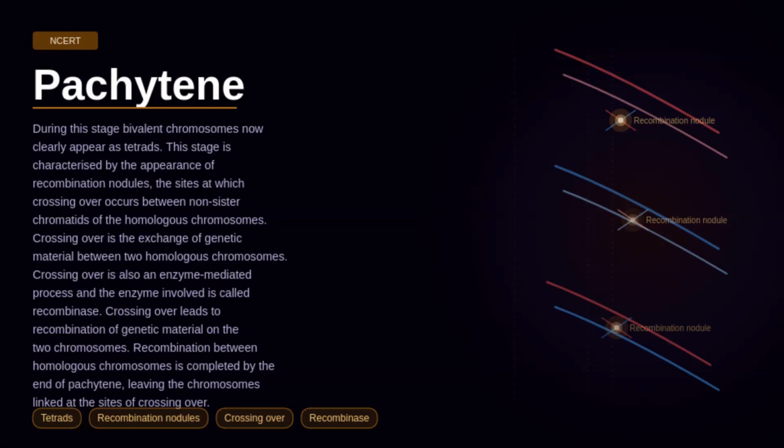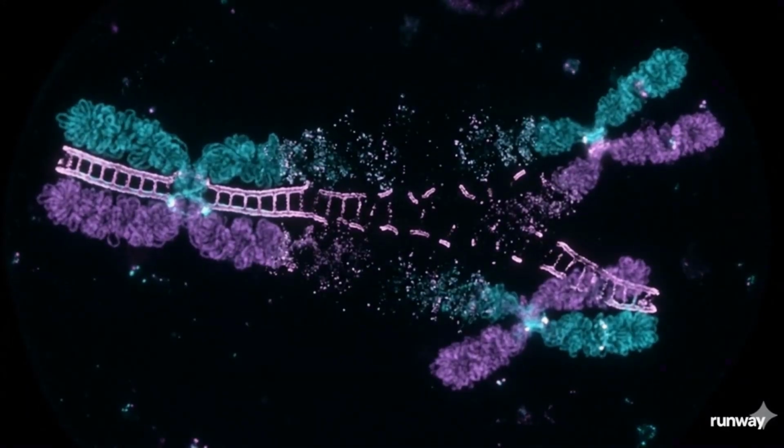This stage is characterized by the appearance of recombination nodules, the sites at which crossing over occurs between non-sister chromatids of the homologous chromosomes. Crossing over is the exchange of genetic material between 2 homologous chromosomes. Crossing over is also an enzyme-mediated process, and the enzyme involved is called recombinase. Crossing over leads to recombination of genetic material on the 2 chromosomes. Recombination between homologous chromosomes is completed by the end of Pachytene, leaving the chromosomes linked at the sites of crossing over.